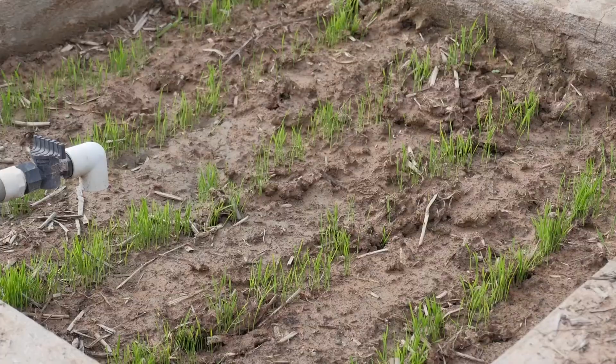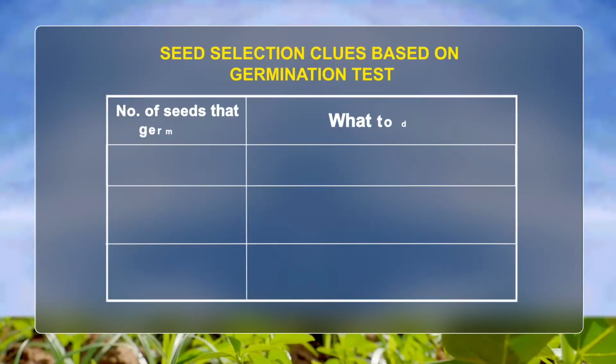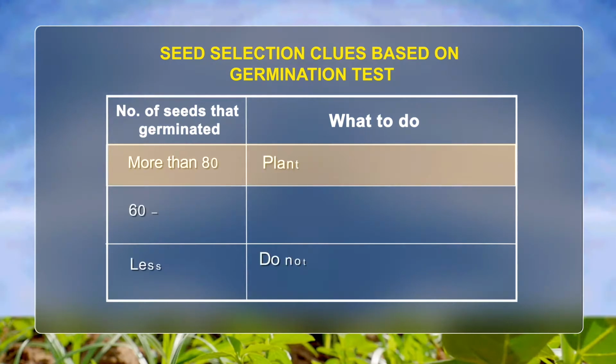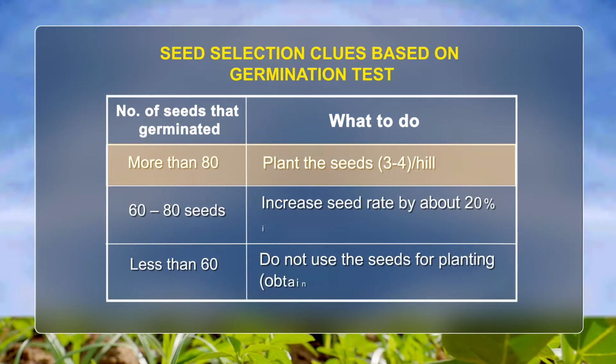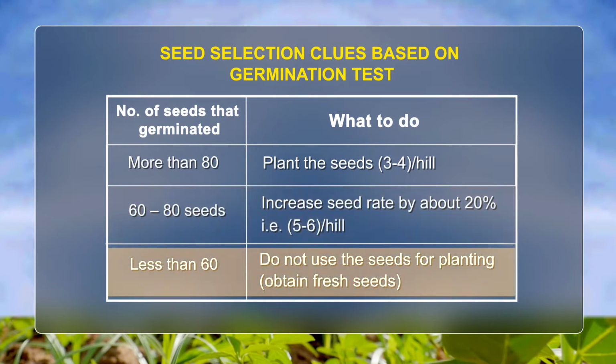Seed selection clues based on germination test. If more than 80 germinate, plant 3 to 4 seeds per hill. If 60 to 80 seeds germinate, then increase the seed rate by about 20%, that is 5 to 6 seeds per hill. If less than 60 germinate, don't use the seeds for planting. Obtain fresh seeds.